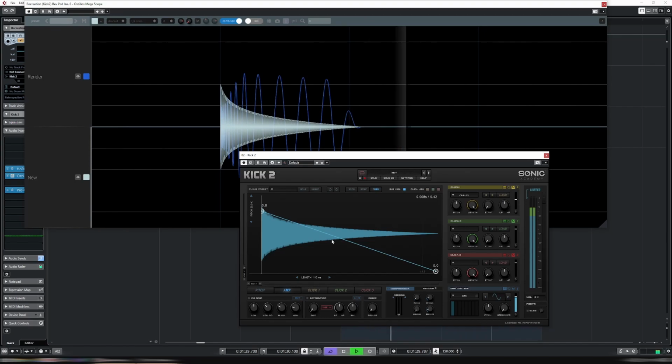Now, before we start drawing the curve, it's very important to note that the display in Kick2 isn't linear. And by that I mean, logically you would expect this whole window here is 110 milliseconds. So logically you'd expect here to be 55 milliseconds. But no, Kick2 have it weighted so that the attack represents quite a lot more of the window than the tail.